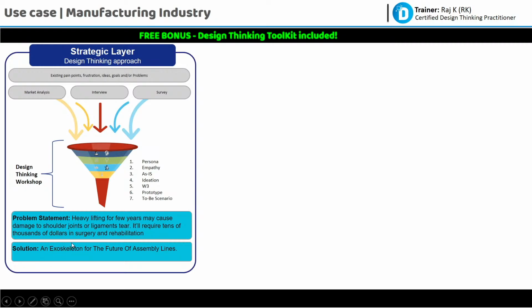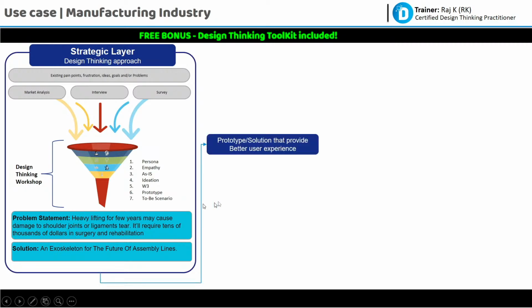Now what happens next, right? Once this has been done, typically this prototype and solution will provide a better user experience. So people will be happy. People will try to join this company. They will leave other companies and come to this company. They start talking about, hey, I don't have to do heavy lifting in this company. Their friends will come to know about this industry and will move to this industry, right? That's how it happens. When a company is giving you a better user experience, people will move. So that's the beauty of it.